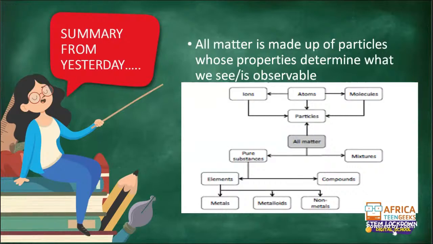Pure substances are further divided into two. We have elements, and we have got what? Compounds. Mixtures are also divided into two. They are homogeneous and then what? Heterogeneous. Then elements can also be classified into three. We have got metals, non-metals, and we have got what? Semi-metals or metalloids. All right. So that is just the summary for yesterday.